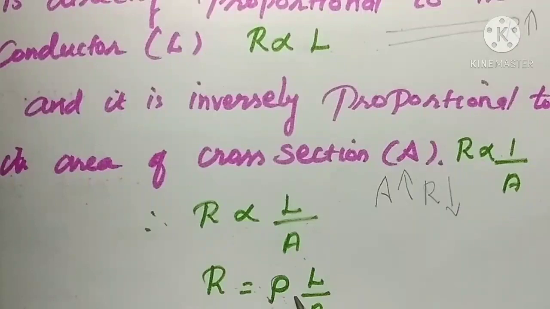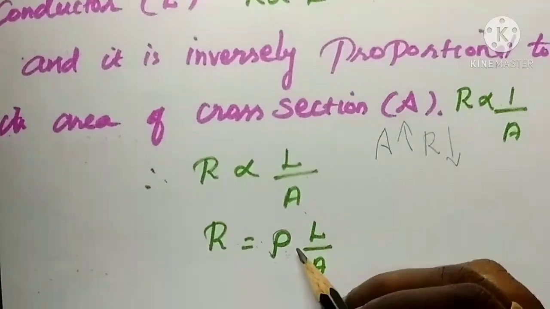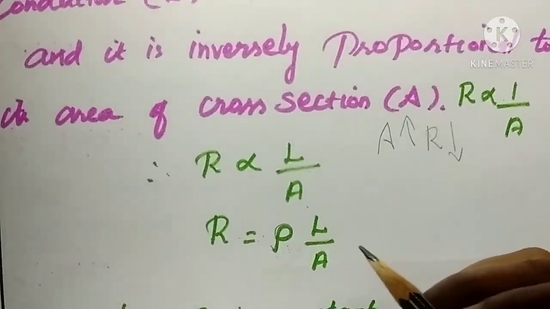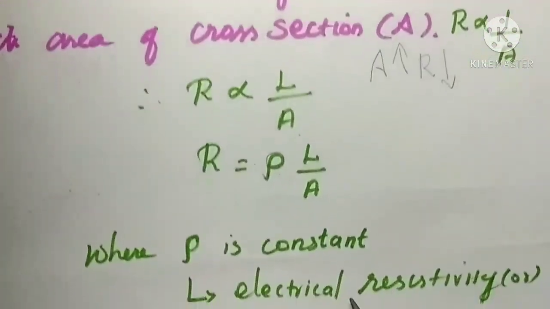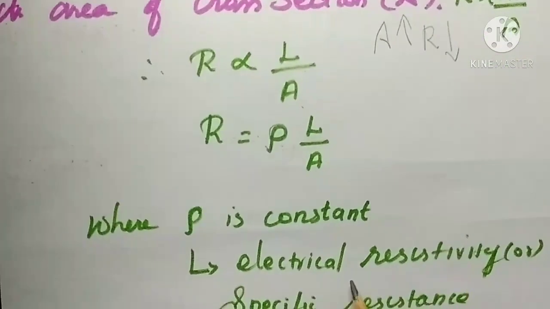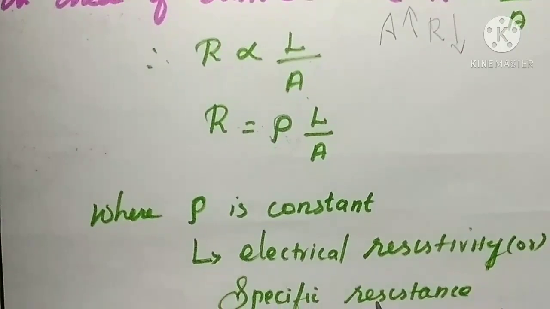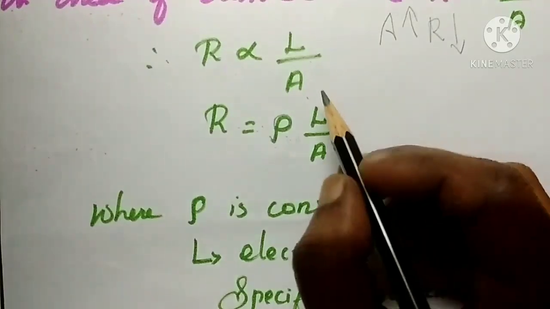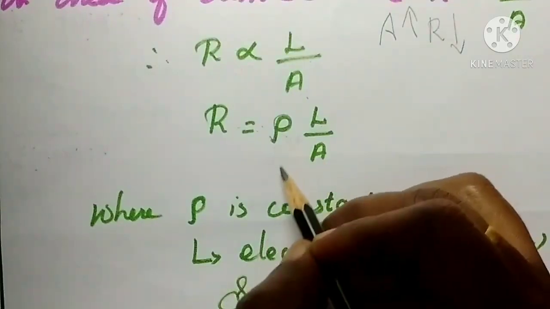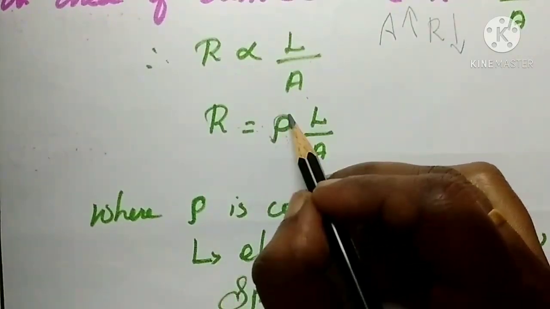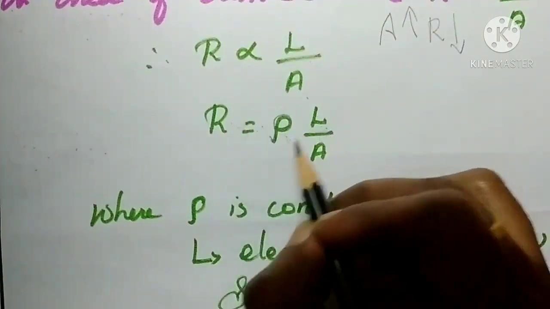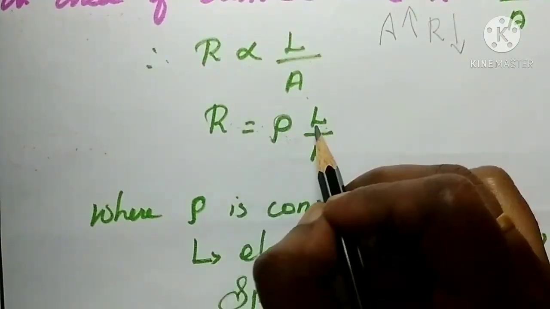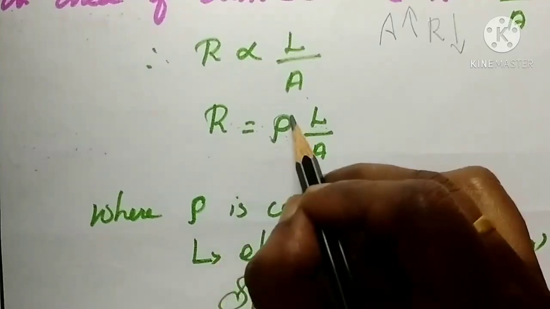What is this rho? It is a constant of proportionality and it is called the resistivity of a material. The constant is called the electrical resistivity, or another name is specific resistance. Now we can take this formula. Electrical resistivity rho is equal to R A divided by L. Take this A here and L will become the denominator, isn't it?